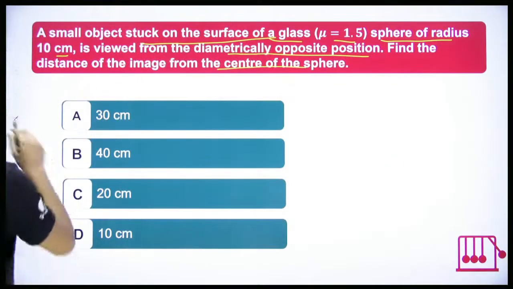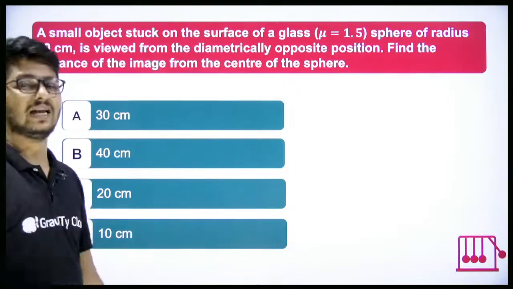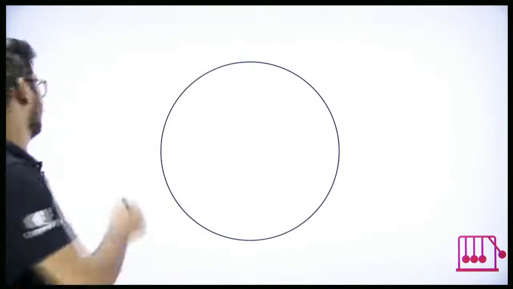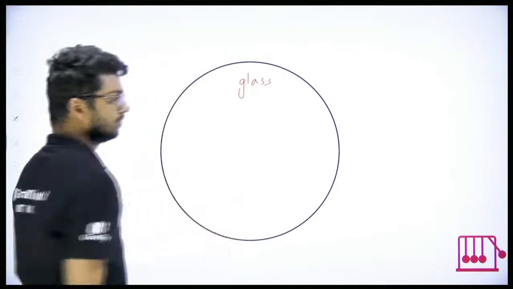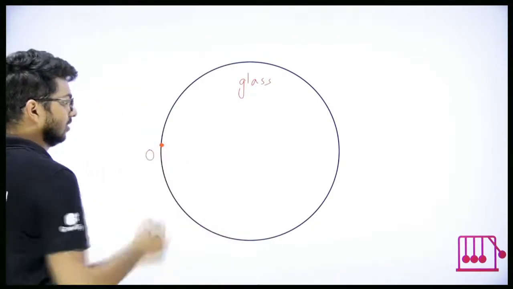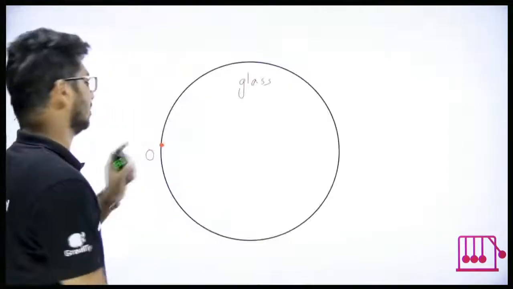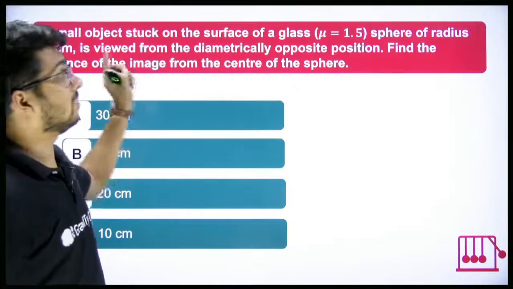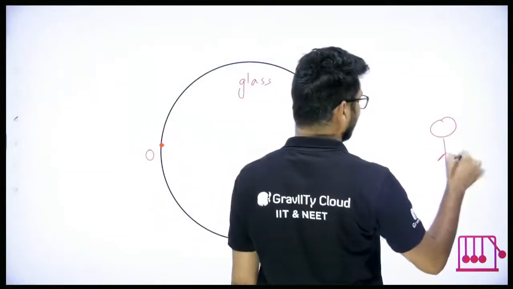But think, sir, what is this question? Okay, I'll explain what the question is and then I'll give you some time to solve it. So let's say this is a sphere. Which sphere is it? This is a glass sphere. Now if the object is here, let's say there is a point object. A small object stuck on the surface of the glass, so it is on the surface of the glass, is viewed from the diametrically opposite position.